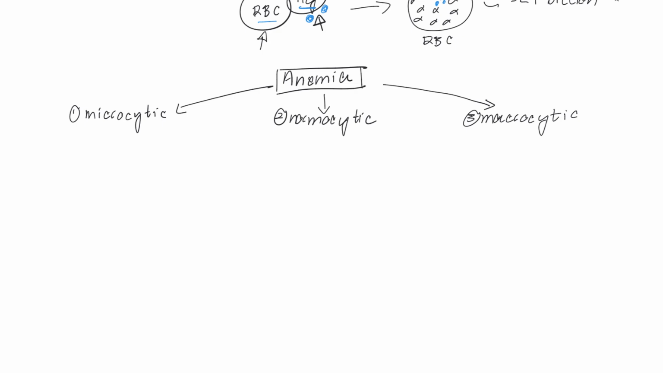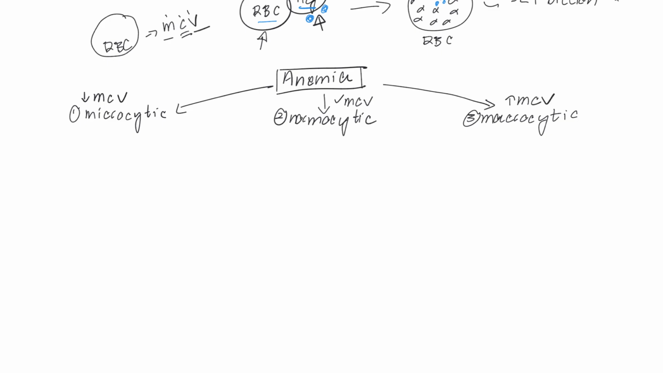And how do we actually measure the size of red blood cells? Well, it's something called mean corpuscular volume. Mean means average. Corpuscular means body, like the body of the cell. And volume is the size. So it's the average body size of a red blood cell. In microcytic anemia, you're going to have a reduced mean corpuscular volume. In normocytic, it's going to be okay. And in macrocytic, it's going to be increased.